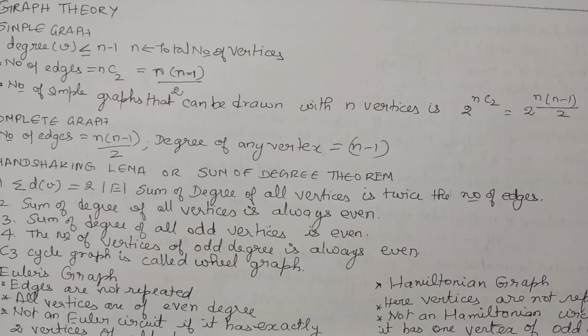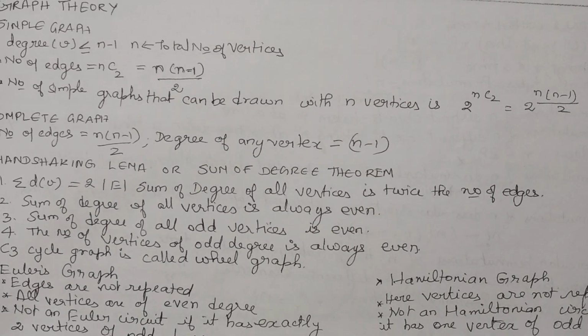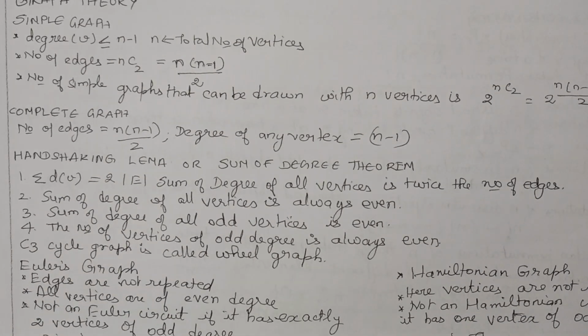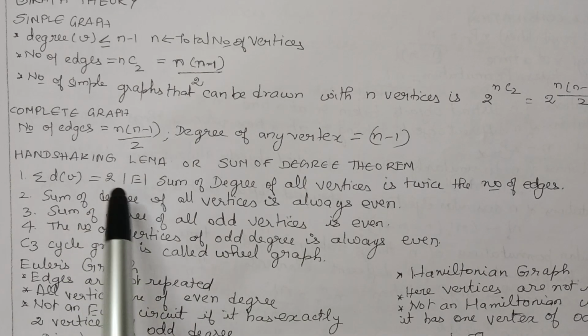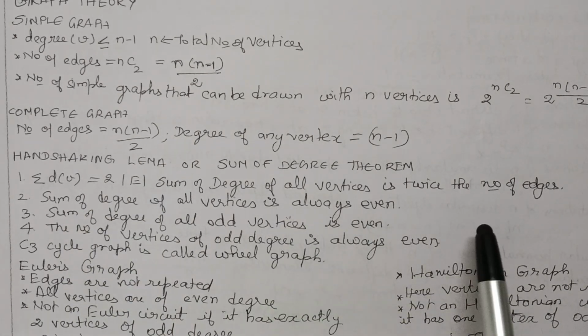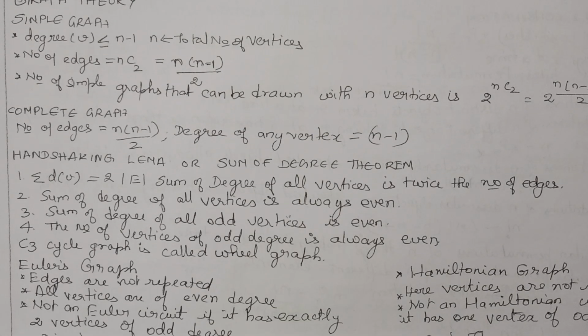So handshaking lemma or sum of degree theorem. So here, sigma of the degree of the vertices, that is sum of all the degrees of vertices, is equal to twice the number of edges. So sum of d of v is 2 times e. So you can say that sum of the degree of all vertices is always even. The number of vertices of odd degree is always even. C3 is a cycle graph. It is also called as wheel graph.